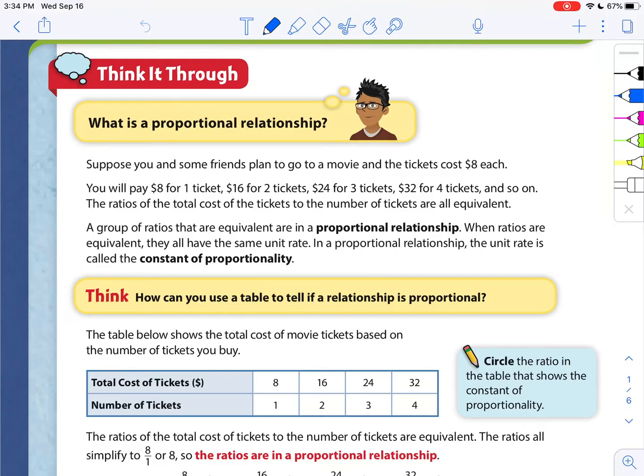Suppose you and some friends plan to go to a movie and the tickets cost $8 each. You will pay $8 for one ticket, which means $16 for two tickets, $24 for three tickets, $32 for four tickets, and so on. The ratios of the total cost of the tickets to the number of tickets are all equivalent. A group of ratios that are equivalent are in a proportional relationship.